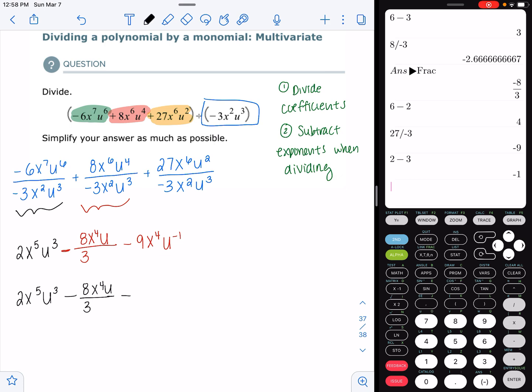This last one, though, we do have a negative exponent. So what we're going to have to do is bring it to the bottom, okay? And then it becomes positive. And that's it. We are done.